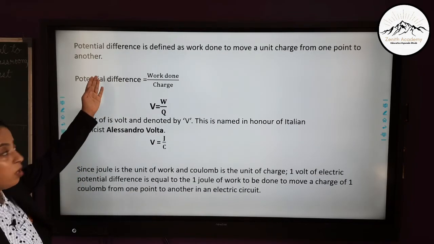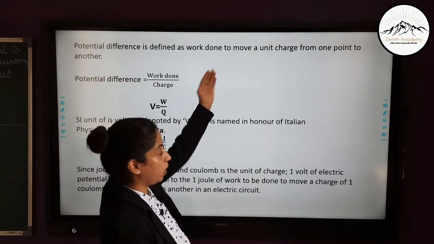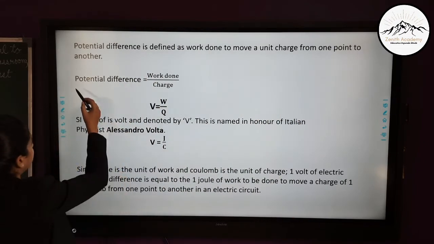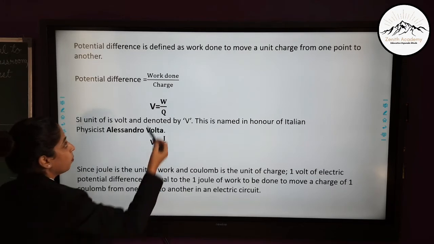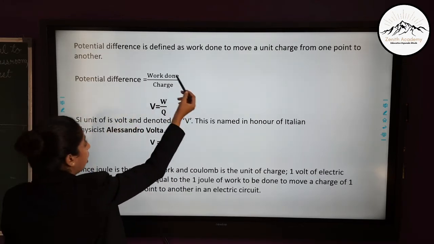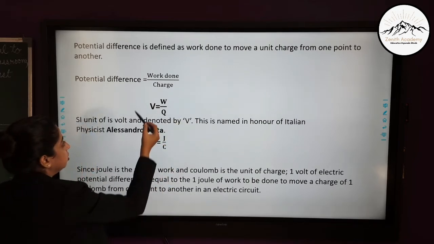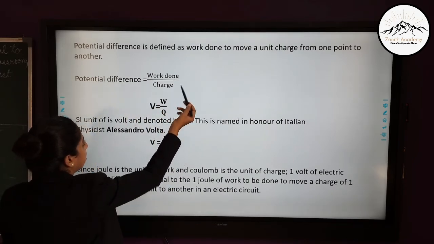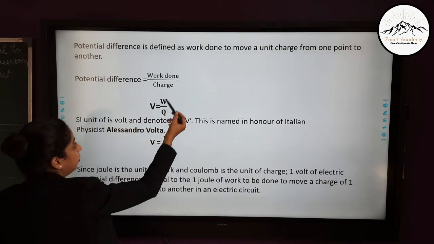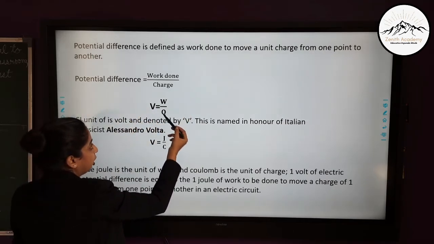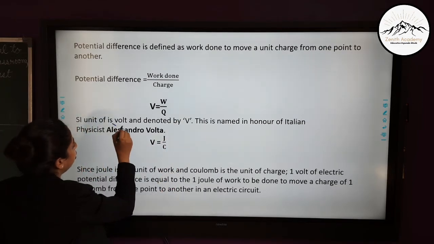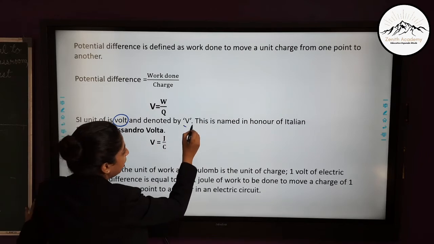Now, we know that potential difference is defined as work done to move a unit charge from one point to another. So now we know this potential difference is work done per unit charge. So the formula becomes: potential difference is work done divided by charge. So we can write it as V equal to W upon Q, where V denotes potential difference, W denotes work done, and capital Q denotes the total charge. The SI unit is volt and it is denoted by V.